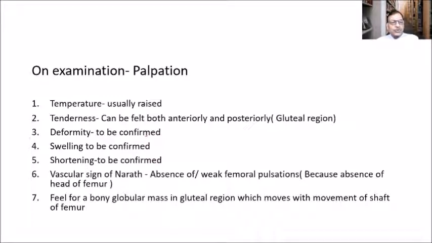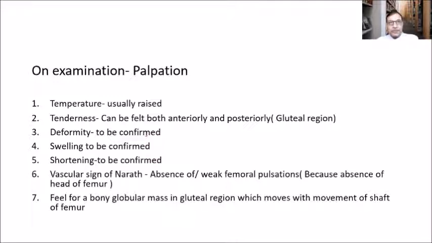Now there are two special parts which come in the palpation. This is the vascular sign of Narath. The vascular sign of Narath is the absence of the femoral pulsations when you try to feel it, or the femoral pulsations are weak. And the reason is the head of the femur is not there. We feel the femoral pulsation by pushing it over a hard object, which is the head of the femur, and then we feel it in full form.